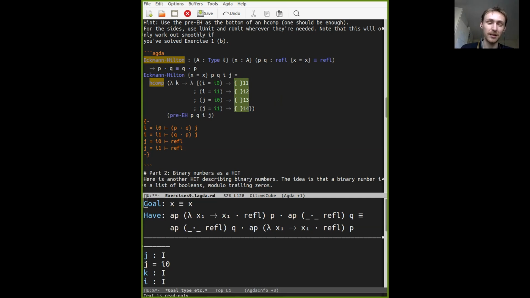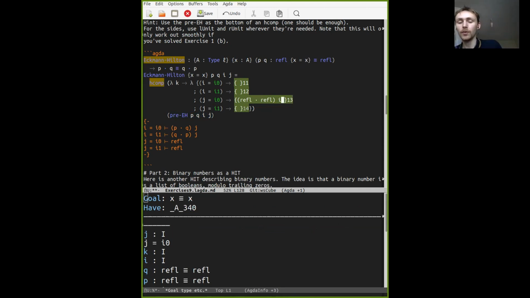So of course, when you restrict j to either 0 or 1, this thing is just going to be refl composed with refl. Okay, but the boundary is just refl. So the bottom is refl. From the bottom we need this. So when k is equal to 0, we need this to be refl composed with refl, and when k is equal to 1, we need this to be refl.